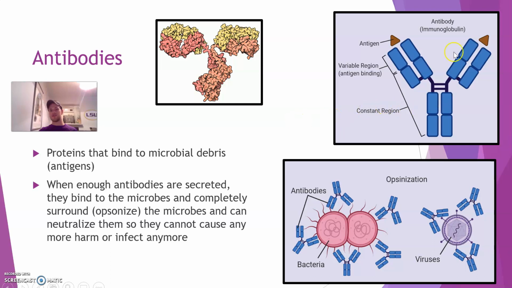All right, so we're talking about how there are these two regions, right? The variable region and the constant region. This variable region binds the antigen. Another name for the variable region is the antigen binding region.